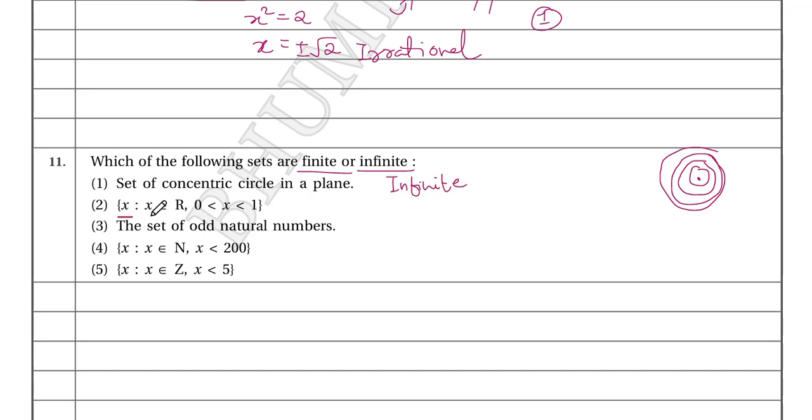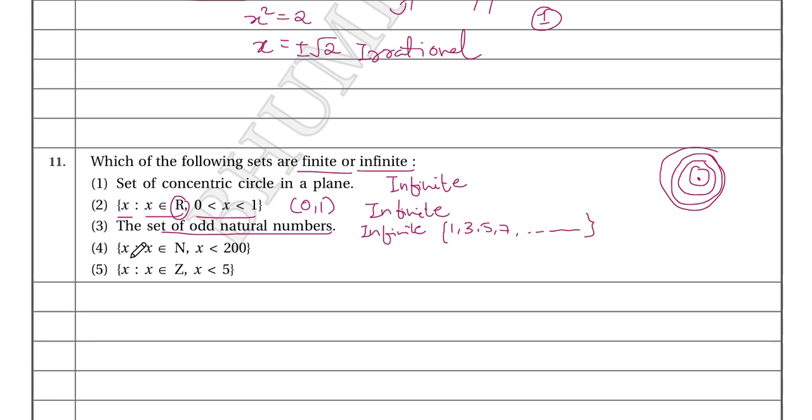Second, x such that x belongs to R. R means real numbers, and 0 to 1 means it is the open interval 0 to 1. An interval is always infinite. Second is also infinite. Third one, the set of odd natural numbers. Odd natural numbers means 1, 3, 5, 7, and it continues in this manner. So this set is also infinite.